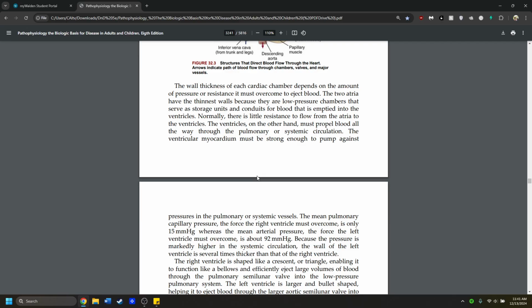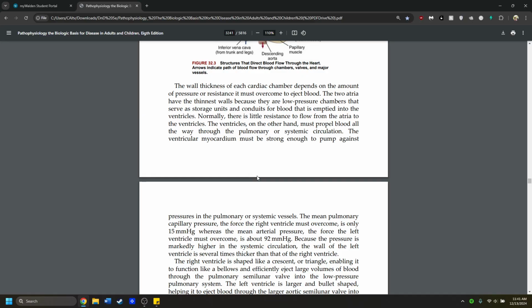Moving on. The wall thickness of each cardiac chamber depends on the amount of pressure or resistance it must overcome to eject blood. The two atria have the thinnest walls because they are low pressure chambers that serve as storage units and conduits for blood that is emptied into the ventricles. Normally, there is little resistance to flow from the atria to the ventricles. The ventricles, on the other hand, must propel blood all the way through the pulmonary and systemic circulation. The ventricular myocardium must be strong enough to pump against pressures in the pulmonary or systemic vessels.